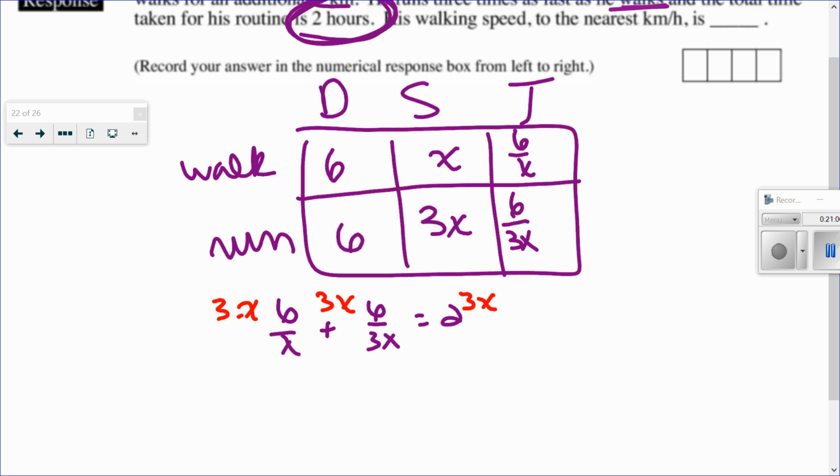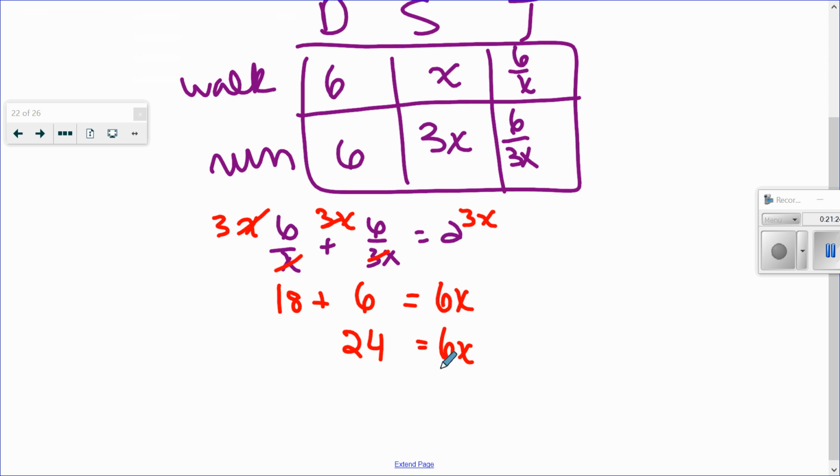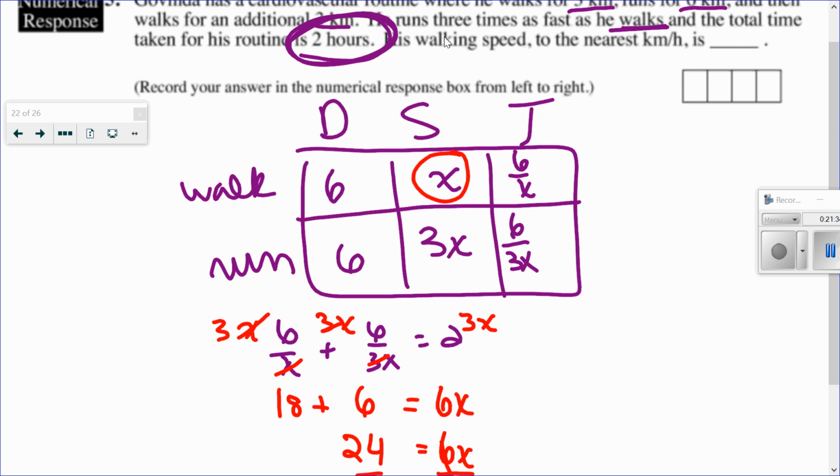So over here, multiply and divide by x, and you have 6 times 3 is 18, plus multiply and divide by 3x is 6, equals 2 times 3x equals 6x. So I have 6x equals 18 plus 6 is 24. And divide both sides by 6, and I get x equals 4. So that means that my walking speed is 4, and I believe that's what they asked us for. Yes, it is, so it's 4. If I was asked for my running speed, it would just be 3 times 4, which is 12.